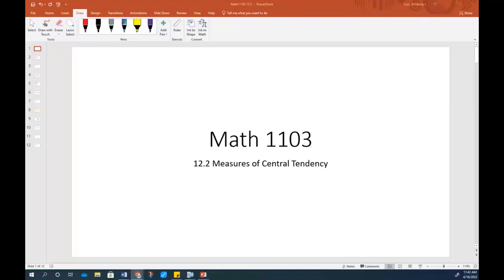We're beginning our last chapter for this course, which has to do with an introduction to some concepts in statistics. This very first lesson, 12.2, with measures of central tendency, is likely to be something that you're very familiar with. So today's lesson won't be too hard. So what are measures of central tendency?